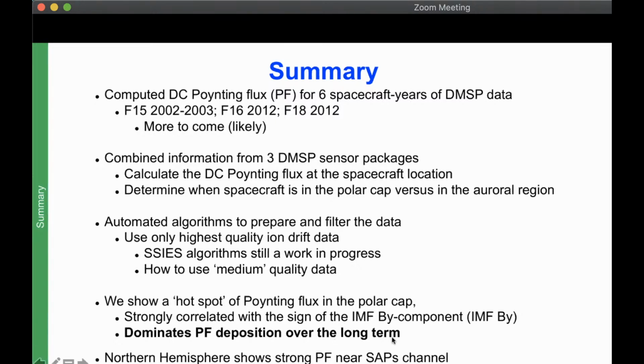And just as a geophysical result, we show that there is a hot spot of Poynting flux in the polar cap that is strongly modulated by the IMF BY component, and that is the dominant Poynting flux over the long term. The northern hemisphere shows a strong Poynting flux during what I believe to be SAPS activation, but we've got a little bit more work to do on that. And with that, I will be happy to take questions or hold until the question and answer period if that's more appropriate.